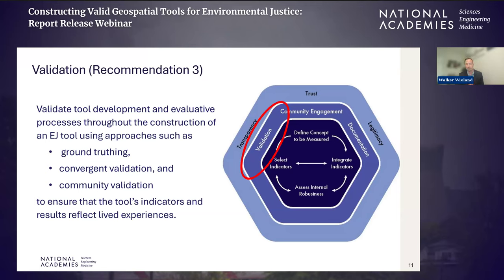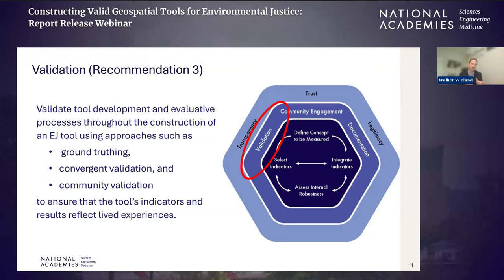Some examples here on the screen are ground truthing, measuring observed phenomena as it relates to model phenomena. Convergent validation: how well does a given tool, for example at the national scale, align with local tools that might measure the same sorts of dimensions and the same kind of concept? And lastly, community validation: taking maps of the tool or showing the tool on the screen to communities that you're attempting to represent in the first place and asking them if what you've created represents their lived experience.